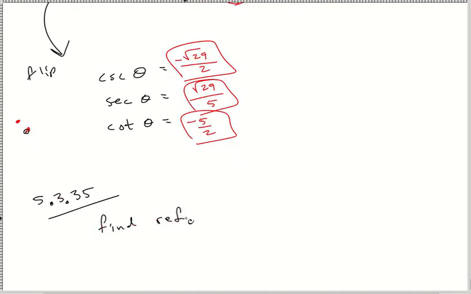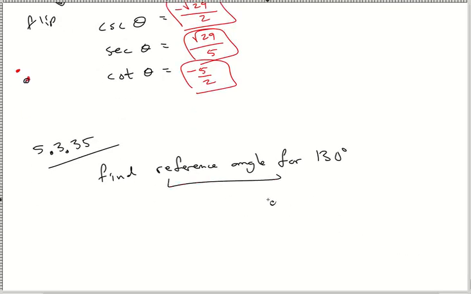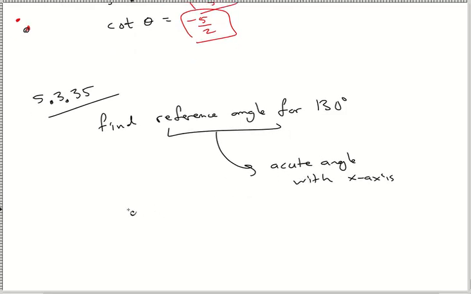Okay. Find the reference angle for 130 degrees. What is reference angle? Let me give you a definition. Reference angle is an acute angle with the x-axis. I want to say coterminal. Sorry. Coterminal, but that's not exactly right, I don't think. It's an acute angle made with the x-axis.